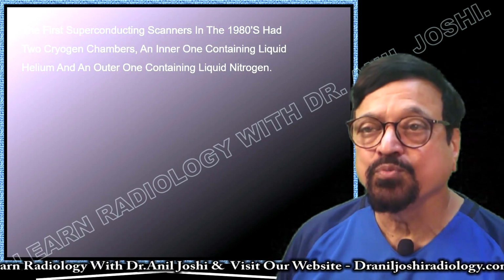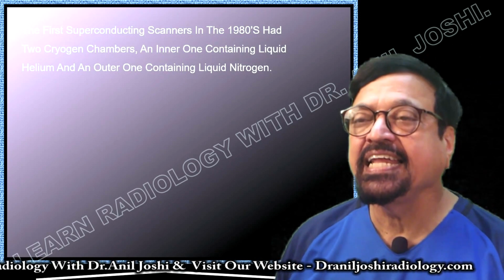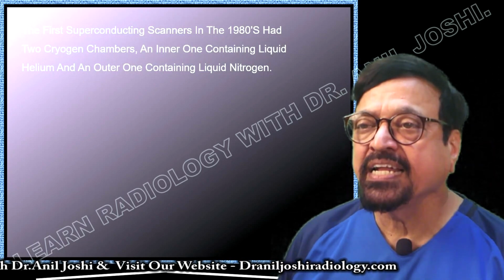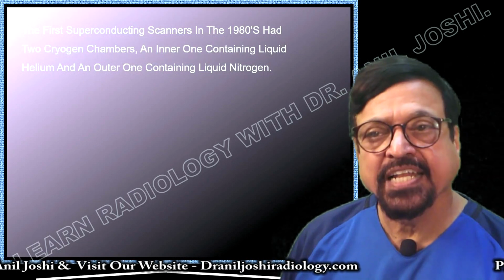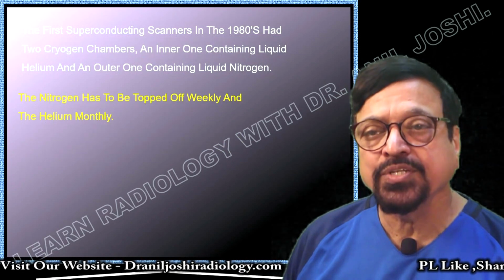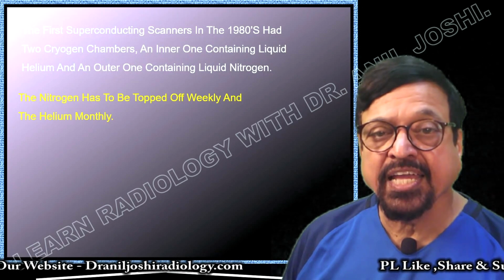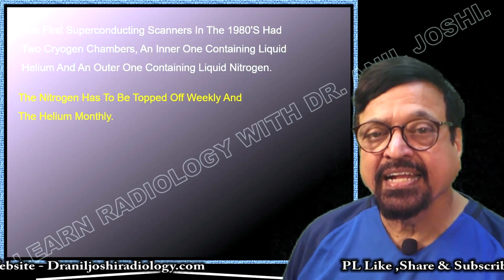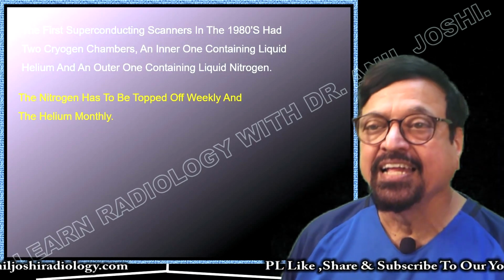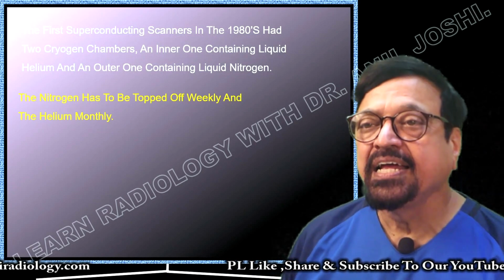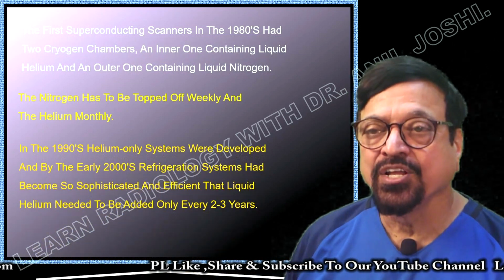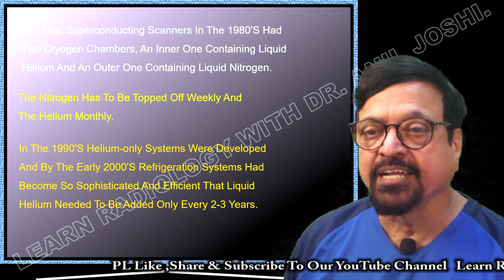The first superconducting scanner in the 1980s had two cryogenic chambers, the inner one containing liquid helium, and the outer one containing liquid nitrogen. So they had two chambers. We are talking of the earlier MRI scanners, which are not in clinical practice anywhere. The nitrogen had to be topped up every week and the helium every month. So you can imagine the cost of running it.